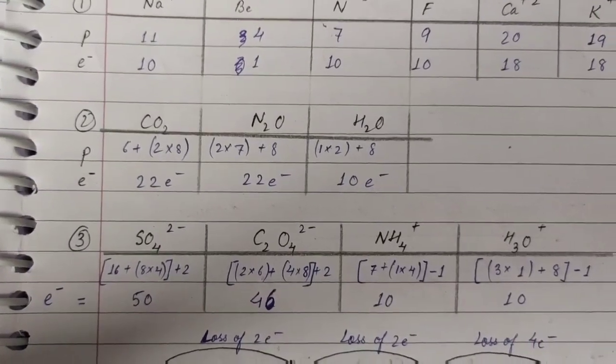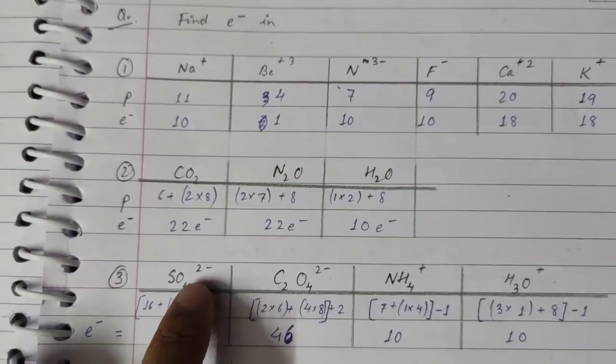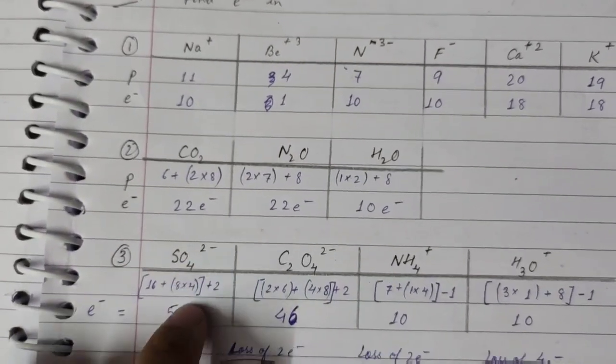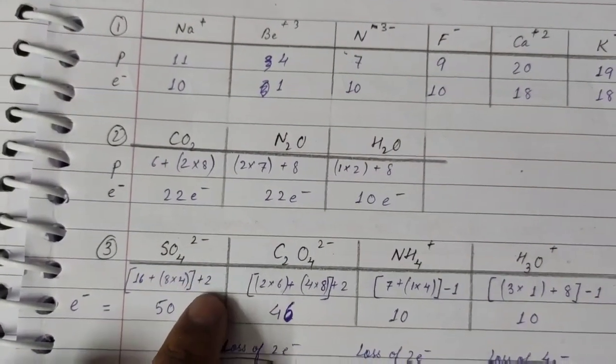32 plus 16 becomes 48. Now there is a minus sign, 2 minus also. It denotes that it has gained 2 electrons. So 48 plus 2 becomes 50.